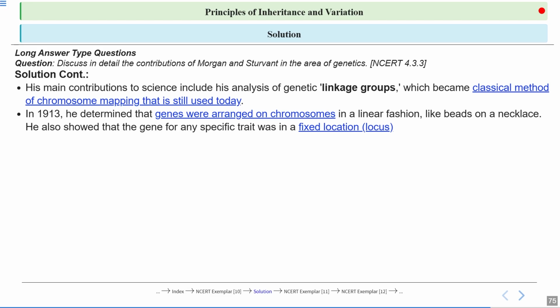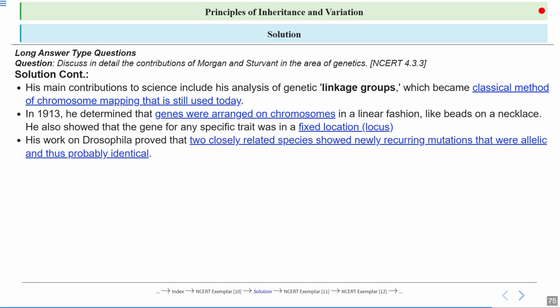Clear? So basically he used recombination frequency to calculate the distance between the genes, and he used this to create genetic maps. In 1913, he determined that genes were arranged on the chromosome in a linear fashion, like beads on a necklace. He also showed that the gene for any specific trait was in a fixed locus, meaning genes are present at a fixed position on the chromosome. Locus means position. His work on Drosophila proved that two closely related species showed newly recurring mutations that were allelic and thus probably identical.